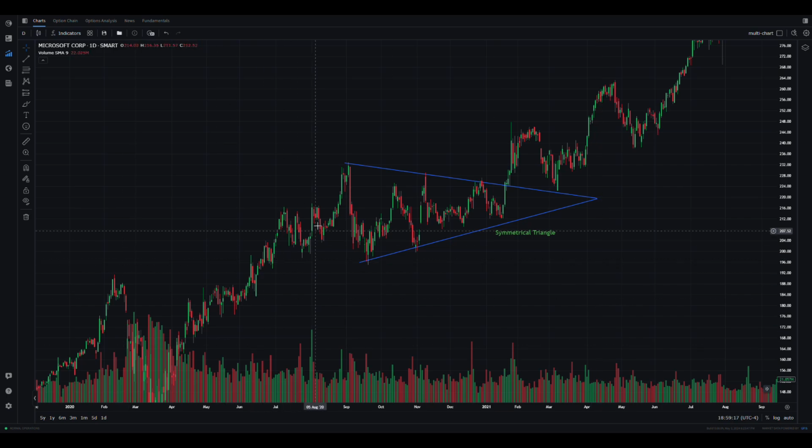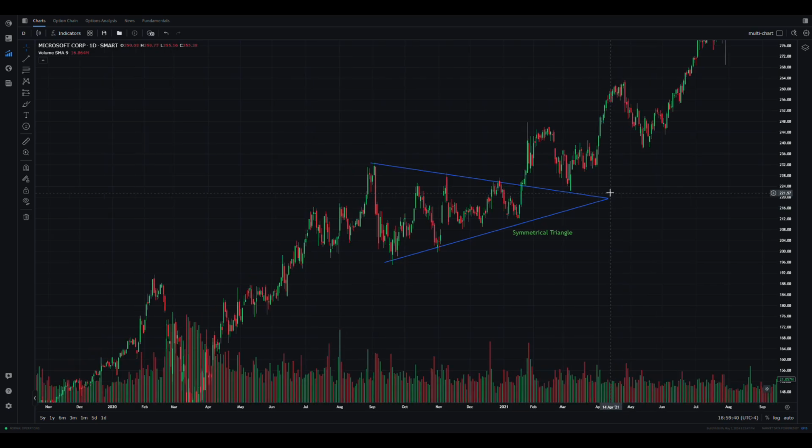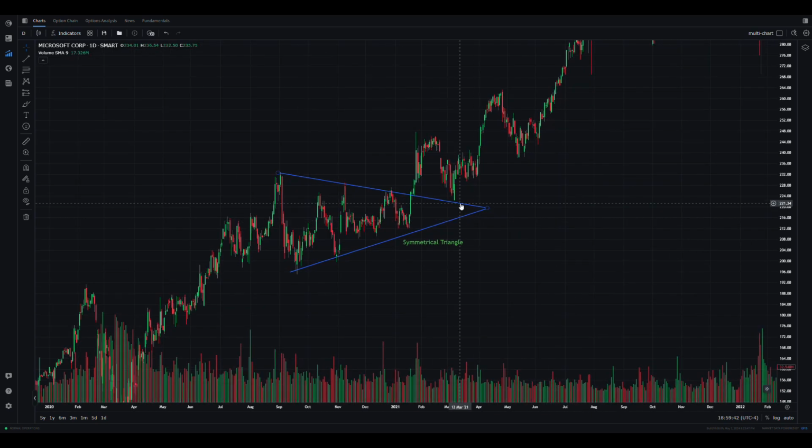They are characterized by converging trend lines, where the price oscillates between gradually decreasing highs and increasing lows, forming a triangular shape. Symmetrical triangles are formed by drawing two trend lines, one connecting the lower highs and the other connecting the higher lows. These trend lines converge towards each other, creating a symmetrical shape resembling a triangle. The convergence of the trend lines indicates that the trading range is narrowing over time.